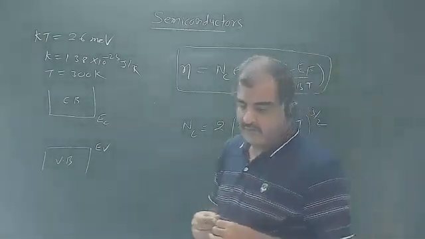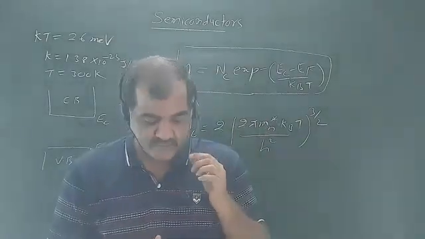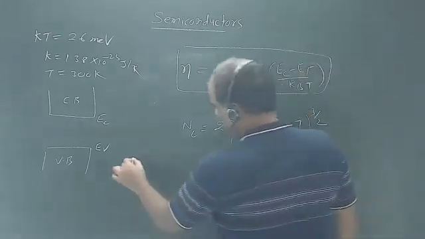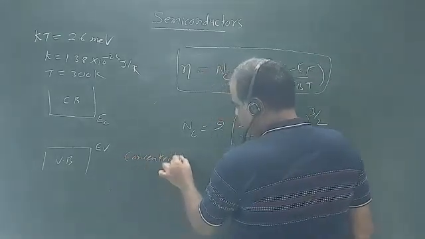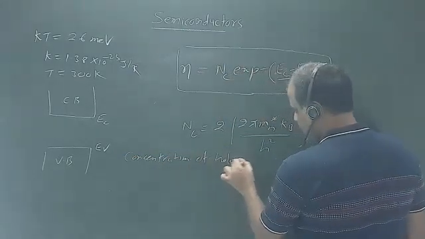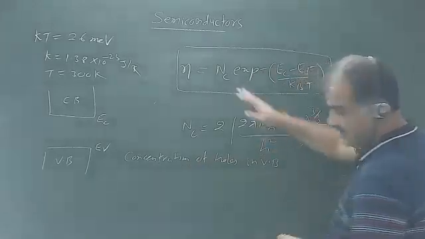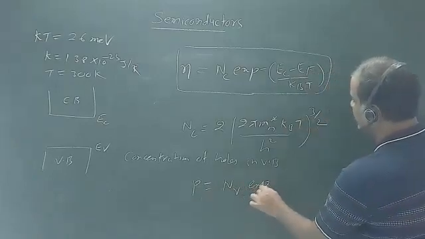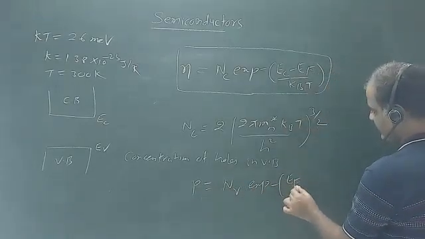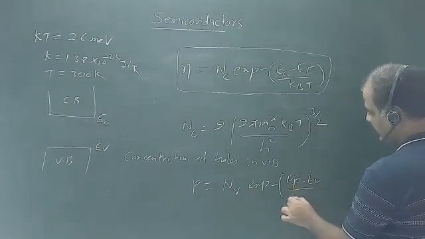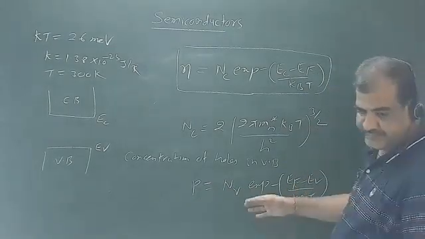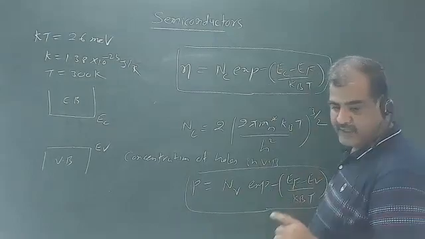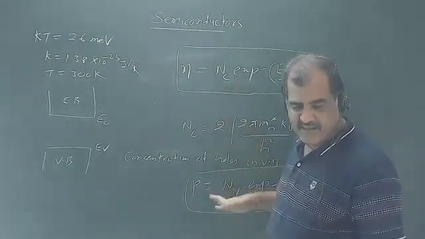Similarly, I want to calculate the concentration of holes in the valence band. I think there's no time today, so that is homework. Concentration of holes in the valence band. If you solve this one, you'll get p equal to Nv exponential of minus (EF minus EV) upon kBT. This expression you will get for holes, and I'm reminding again, these are the general expressions. It is not specific to intrinsic or extrinsic.